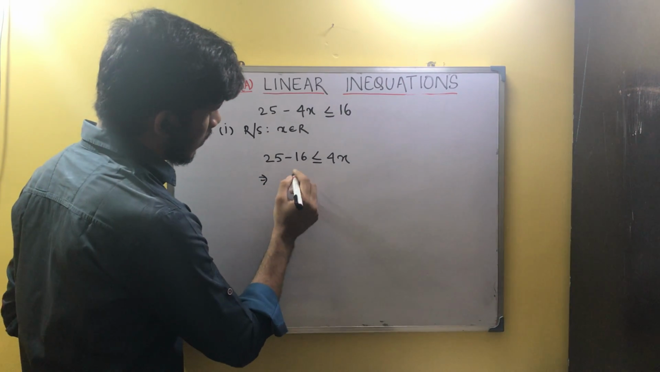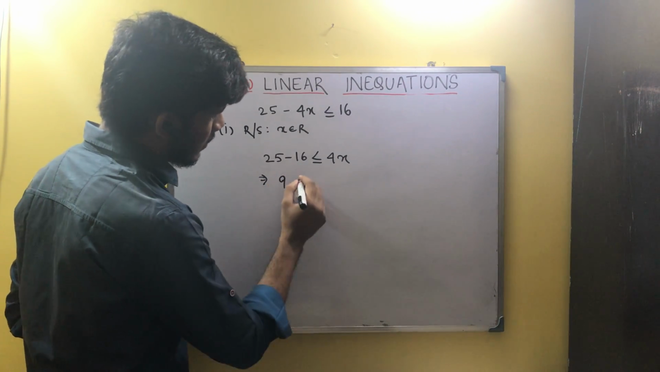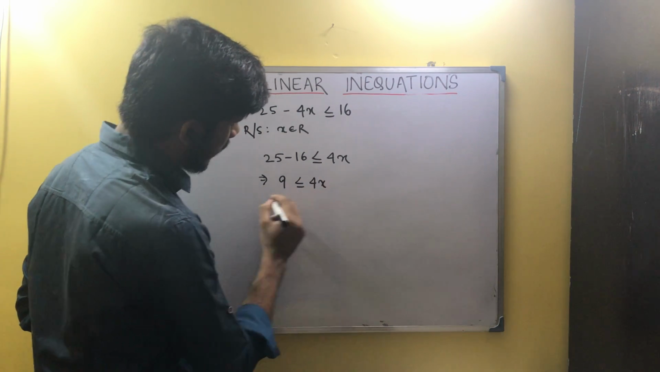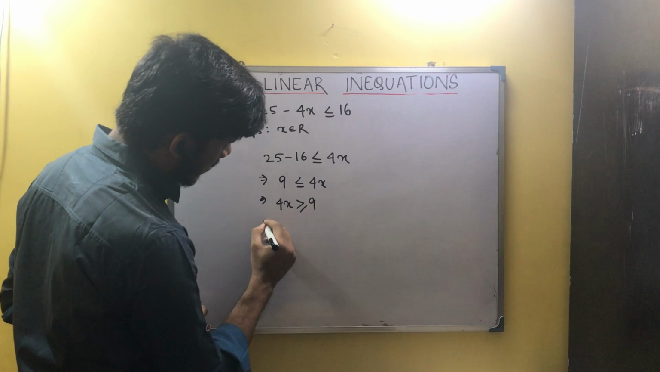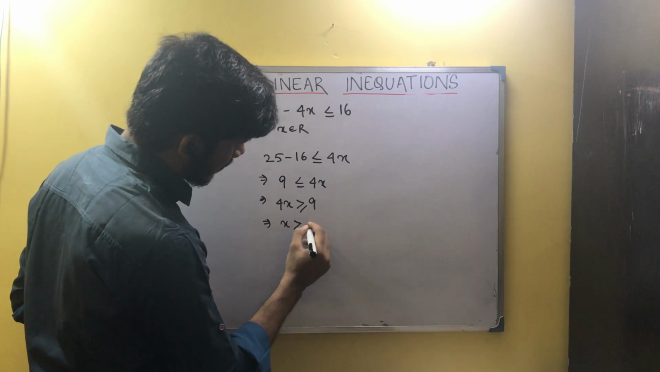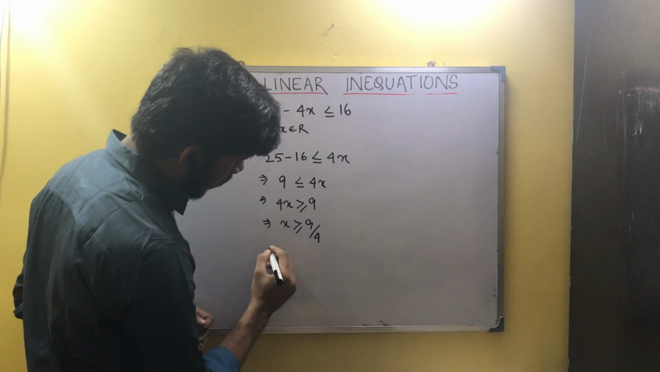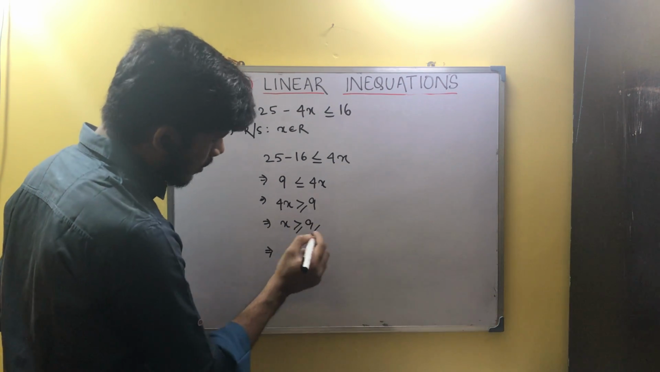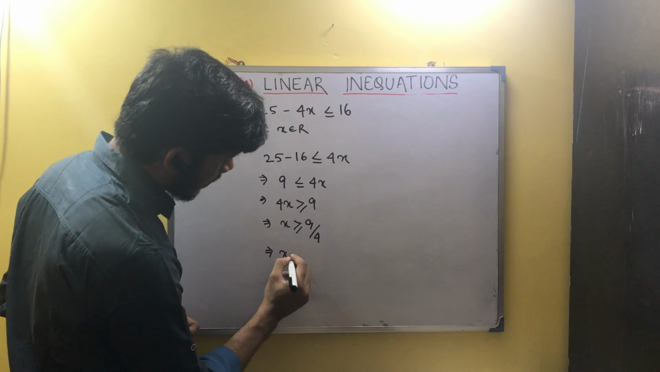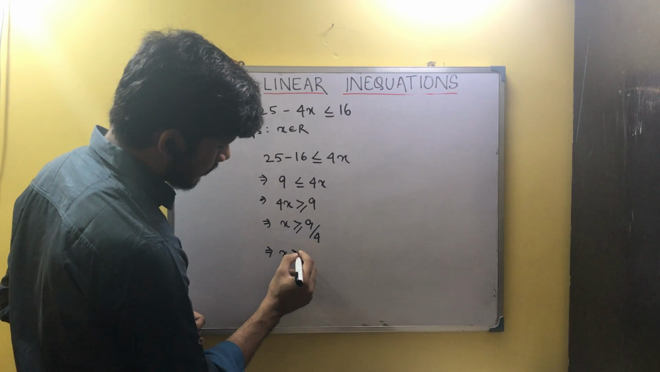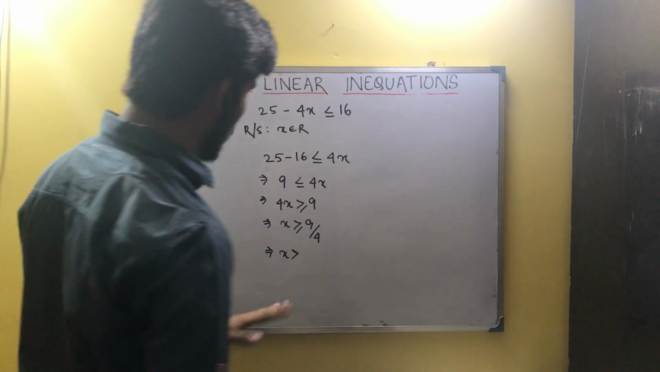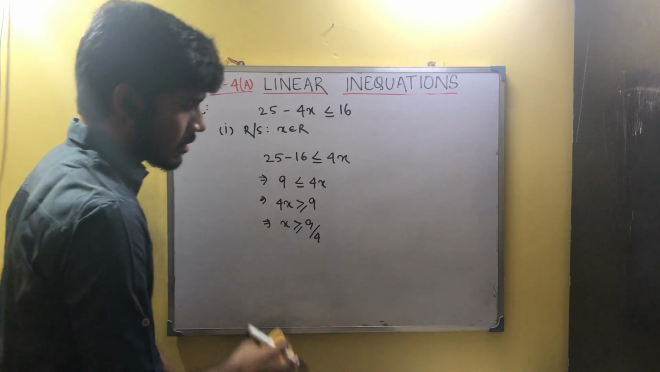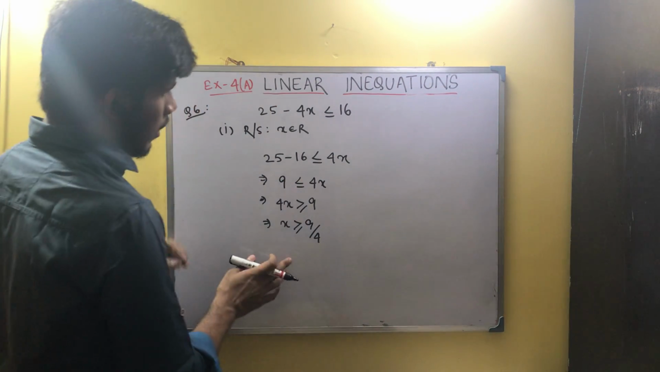So it becomes 9 less than or equal to 4x. If I reverse the order, I get 4x greater than or equal to 9. That implies x is greater than or equal to 9 upon 4. Now if I change it to a decimal value, what will be the answer? We need not change it to the decimal value here. That's not necessary.